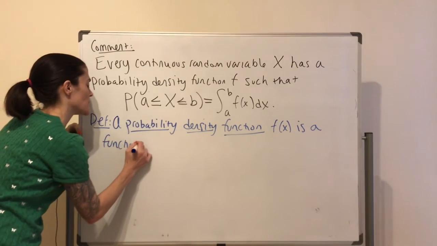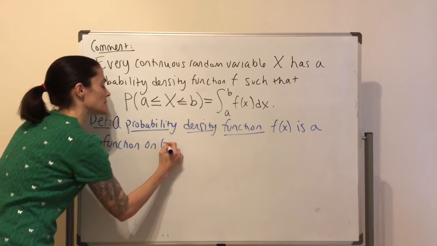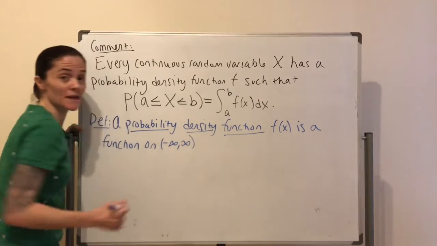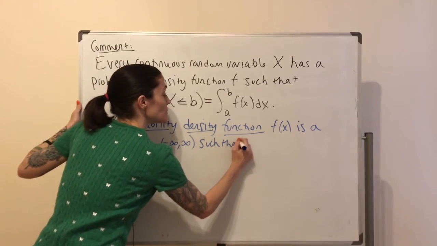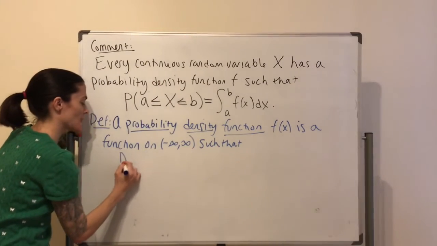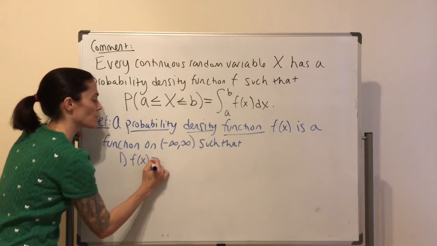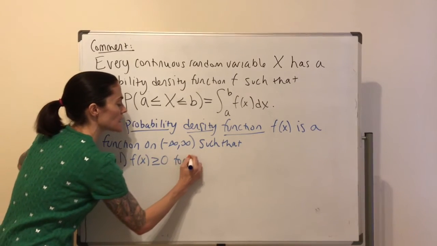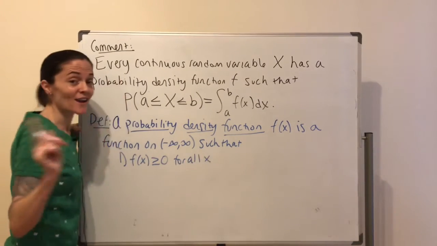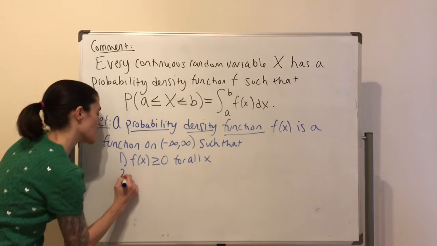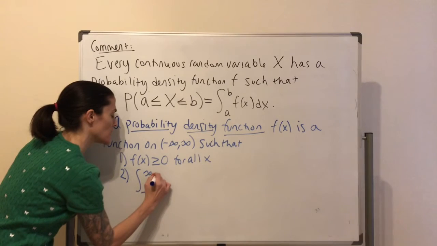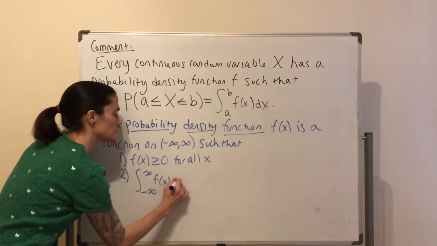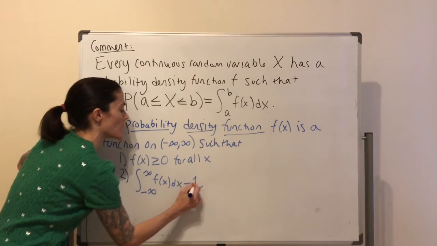Maybe continuous, but we'll just say a function. We just need to be able to integrate it from minus infinity to infinity, or on the real line, such that we have two conditions. The first one is that the function must be greater than or equal to 0 for all x, so it must be non-negative. And the second condition is if we integrate from minus infinity to infinity f of x dx, we get 1.